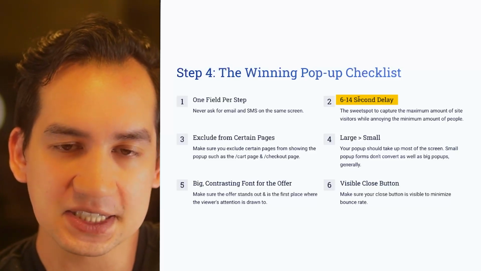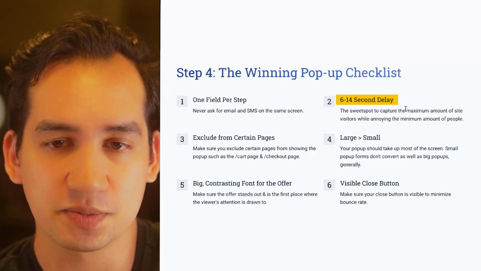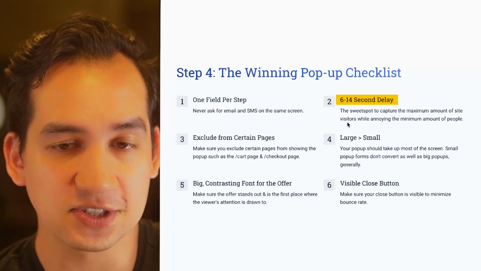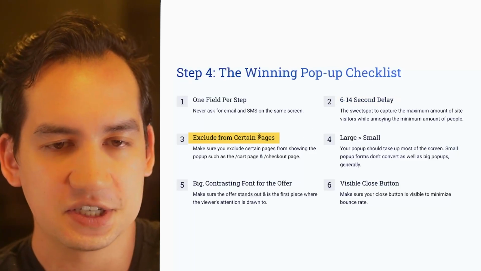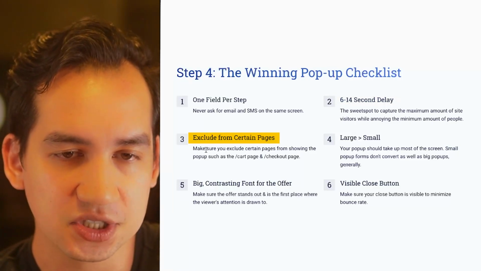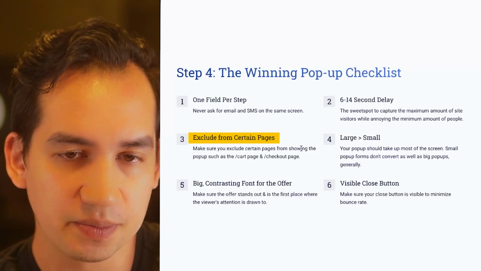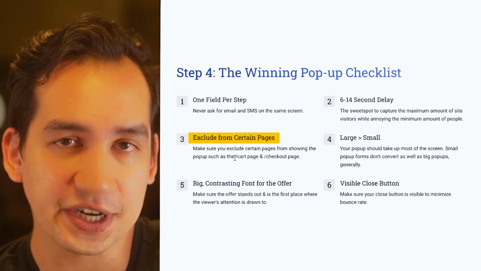Number 2 is going to be that 6 to 14 second time delay, which is, from my experience, the sweet spot to capture the maximum amount of visitors while annoying the minimum amount of people. Step 3, you're going to want to exclude the pop-ups from certain pages. So make sure you exclude certain pages from showing the pop-up, such as the cart page and checkout page.